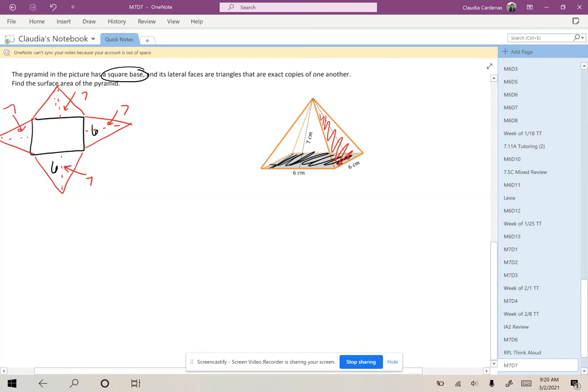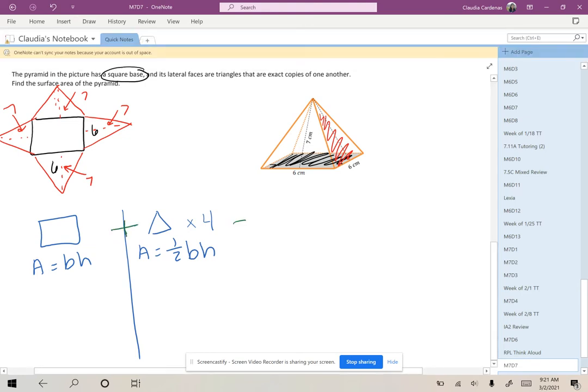Alrighty. So now that we have our net and the dimensions match the faces of the net, what area formulas do we need for each shape? Well, I know for a square, if I look at my star chart, the formula is area equals base times height. And then I know for our triangle, the formula is area equals 1/2 the base times the height. And since there are four of the exact same triangular shape, I can then multiply it by 4. And I know that at the end, if I add all of these areas up, I will get the surface area of our pyramid. Great.